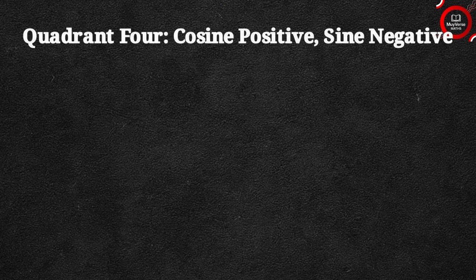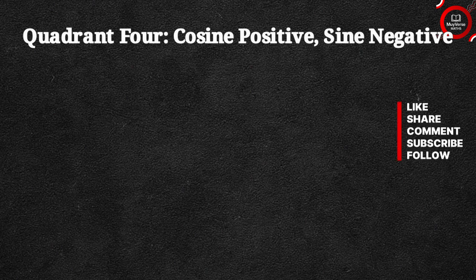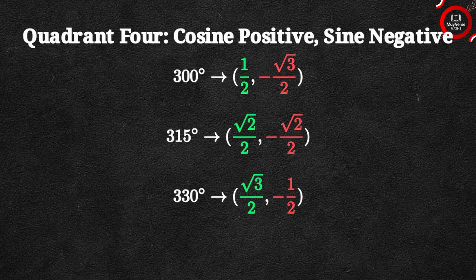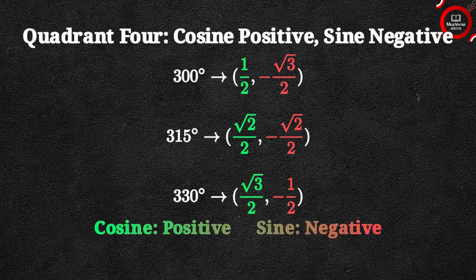Next, quadrant 4 of the unit circle. Here, cosine becomes positive while sine stays negative. That means the x-coordinate is positive, and the y-coordinate is negative. Let's list the coordinates for three special angles: 300 degrees, 315 degrees, and 330 degrees. Notice the positive and negative signs. In all three, the cosine values are positive and the sine values are negative. This is exactly what quadrant 4 tells us.